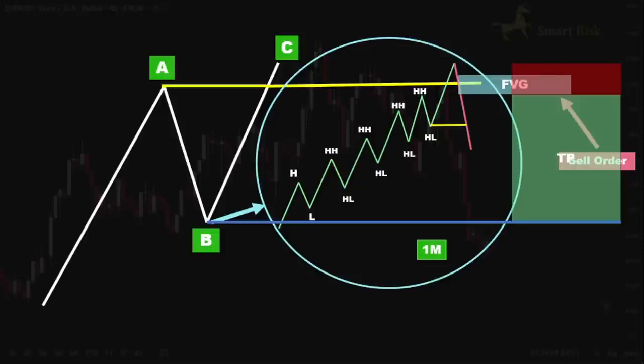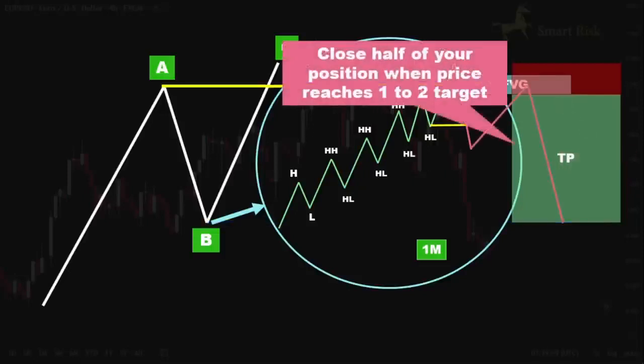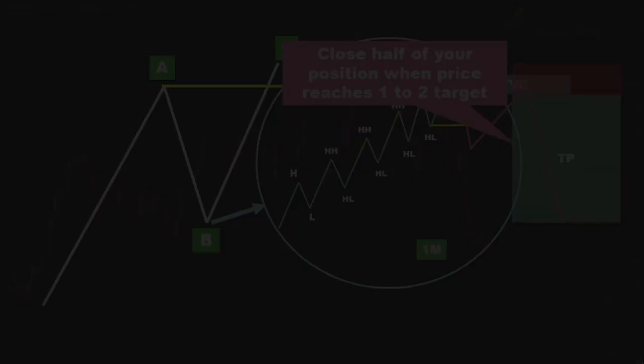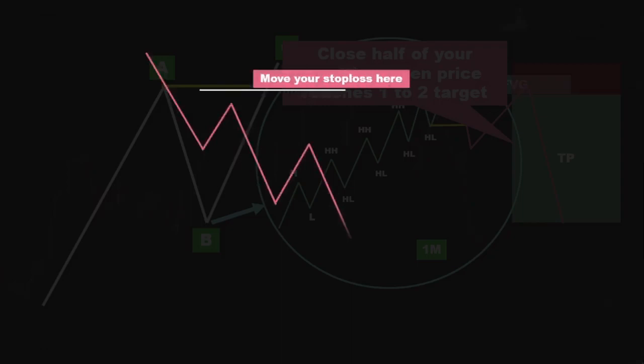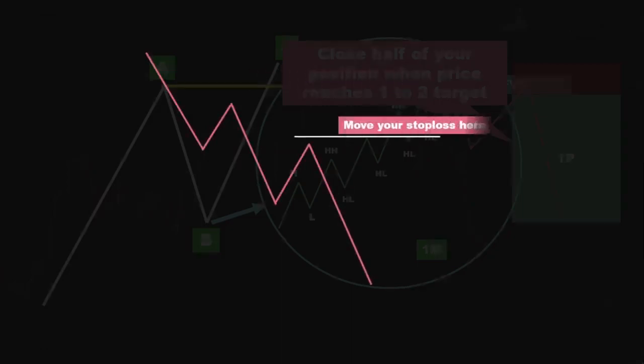You can also close half of your position when price reaches your 1 to 2 target. This way, even if price rises and hits your stop loss, you are still at break-even. In addition, you can trail your profits, meaning that in the bearish scenario, every time price makes a lower high, you should move your stop loss a couple of pips above the highest point of the lower high. So, we have already discussed our strategy's main rules, basics, and entry and exit points. Let's put them together and use them in real trade examples.